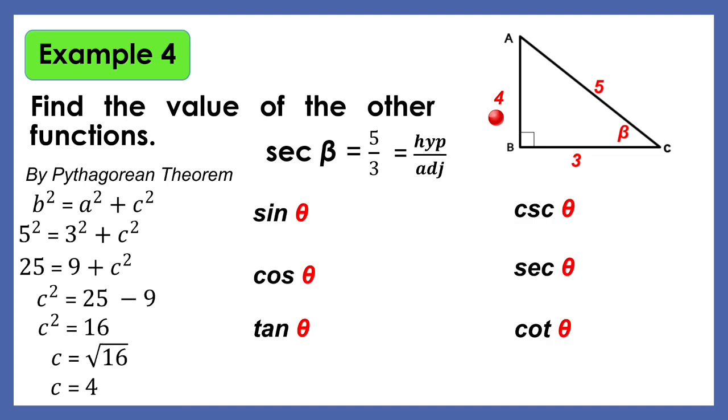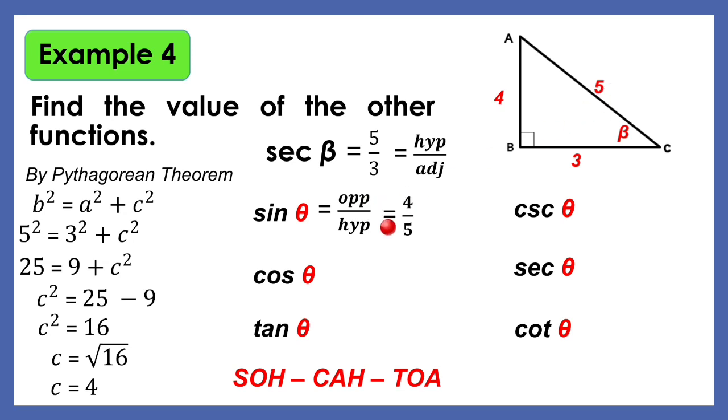Okay, so for sine, cosine, and tangent theta, gagamitin natin yung SOHCAHTOA. Sine is opposite over hypotenuse. So, ang opposite niya is 4, hypotenuse is 5. 4 is to 5. Cosine theta, so adjacent over hypotenuse. Ano ang adjacent dito sa ating angle beta? That is 3. Ang hypotenuse is 5. So, that is 3 over 5.